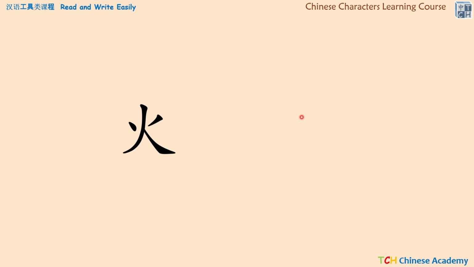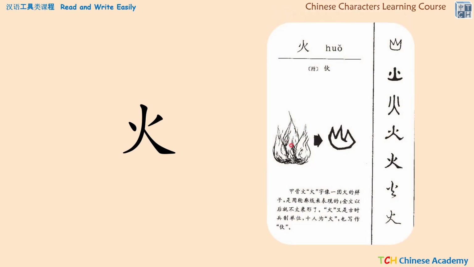Well, let's look at the original picture on which it is based. These are the flames of a fire. Based on this, we have the very old form of this character. See all the forms of this character, fire, and it is 火, fire. This middle part together with the dots indicates the flames of the fire. 火.